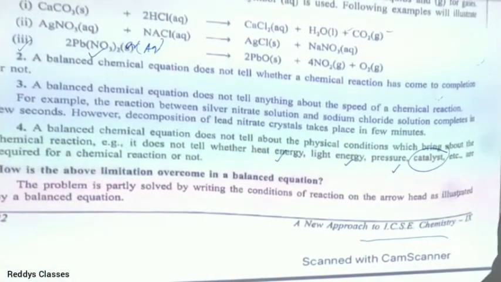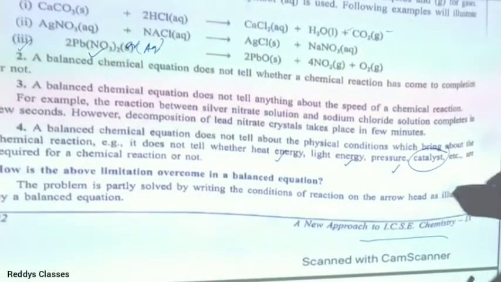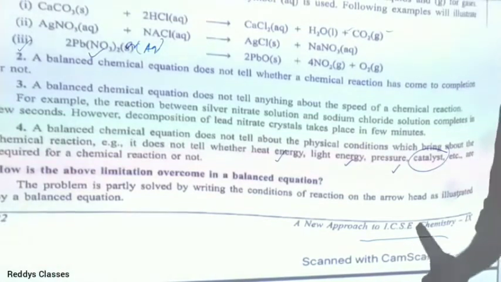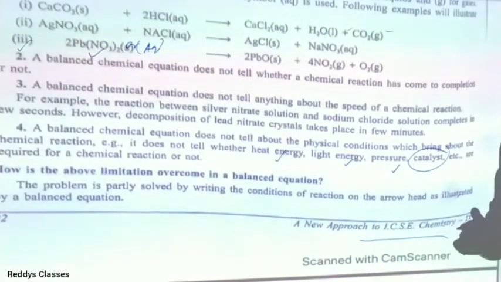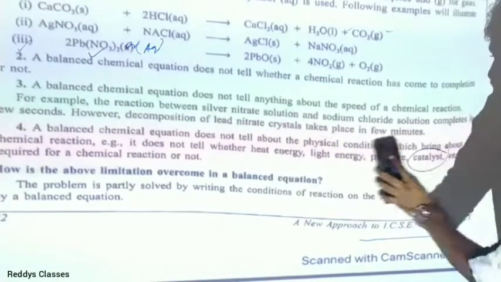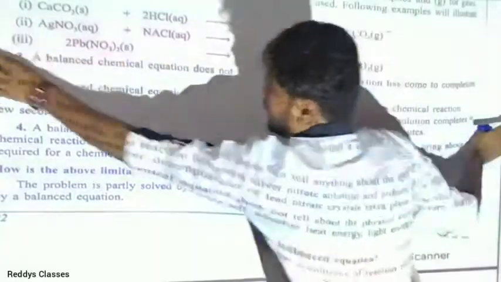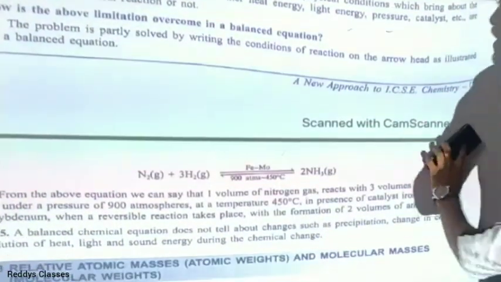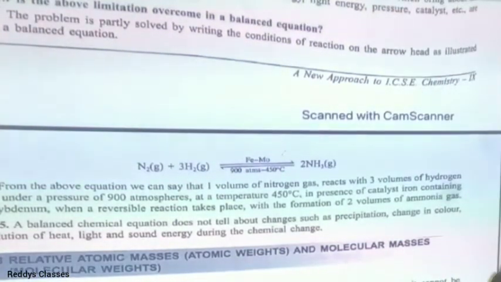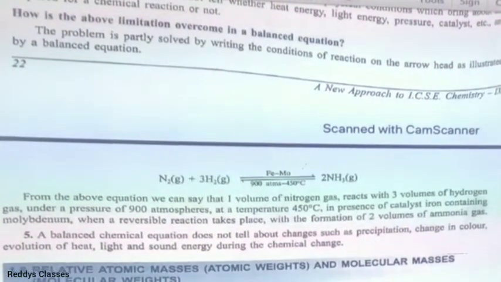A catalyst is a substance which does not take part in a chemical reaction, but by its presence speeds up the reaction, or it may lessen the speed of the reaction. Okay, the catalyst is also given. Thus, this is a limitation: a balanced chemical equation does not tell us about it. So how do we overcome this limitation? The problem is partially solved by writing the condition of the reaction on the arrow.